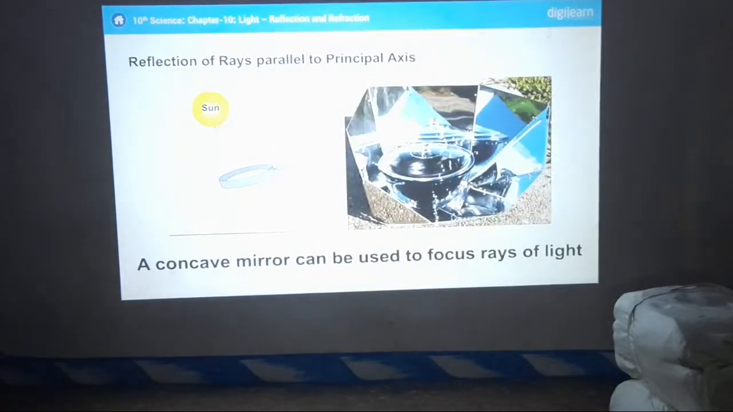When sunlight is focused on paper, it burns a hole upon it. Heat produced due to the concentration of sunlight burns the paper. This is the focus of the mirror.